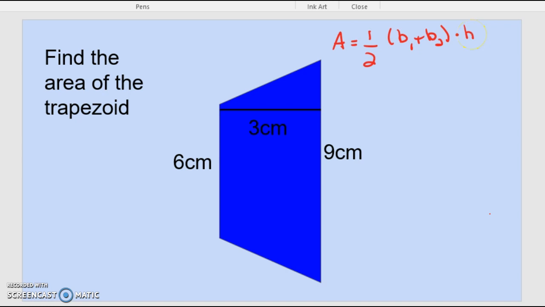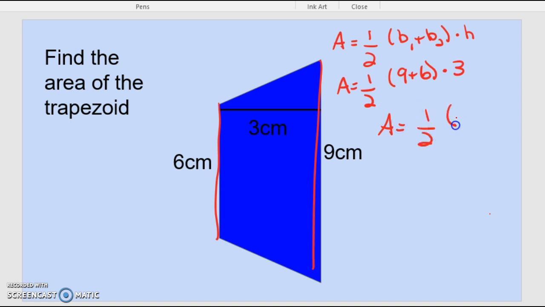So, let's see here. Oops. And again, so area is 1/2. Now, either one of these can be our bases. It doesn't matter which one we use since we're adding. I'm going to use 9. So I'm going to have 9 plus 6 times our height, and our height is 3. So area is 1/2. 9 plus 6 is 15 times 3.